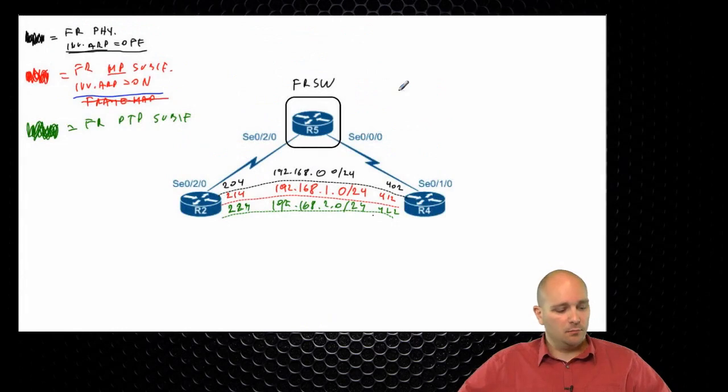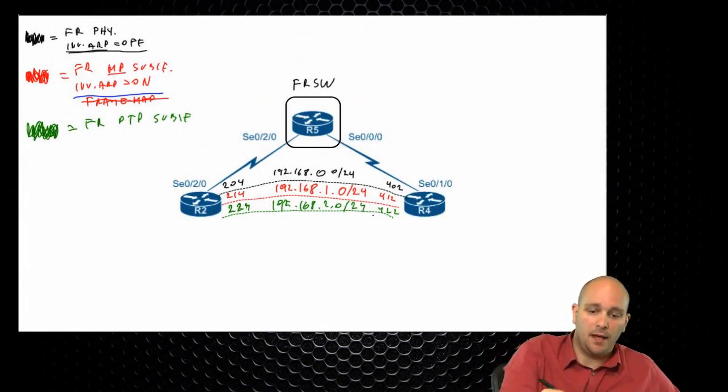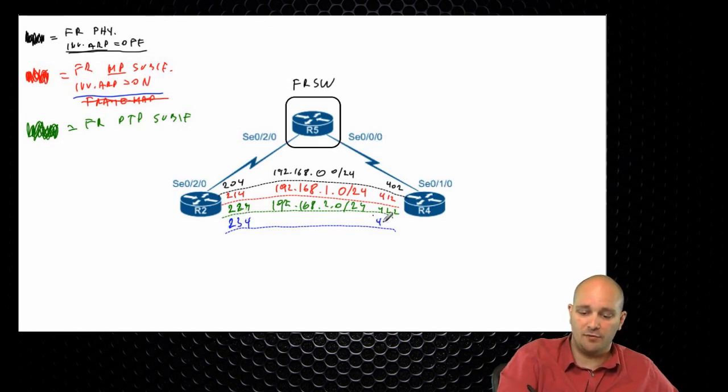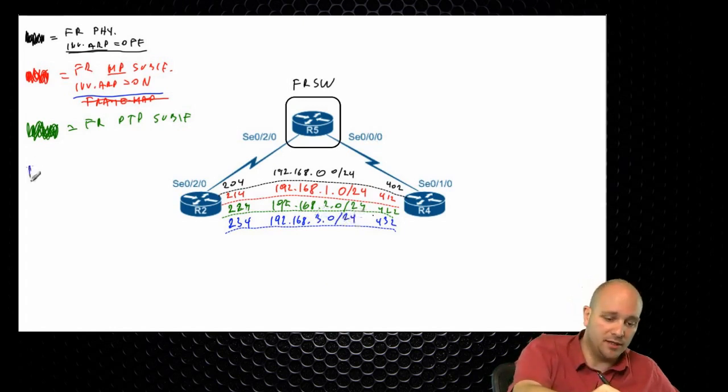Let's build the blue DLCI. And the blue DLCI, again, is going to be between R2 and R4. So it's going to be, again, I make the same mistake, 2, 3, 4 on this side, and 4, 3, 2 on this side. And the IP addressing is 192.168.3.0/24. Now, this is going to be a little bit trickier.